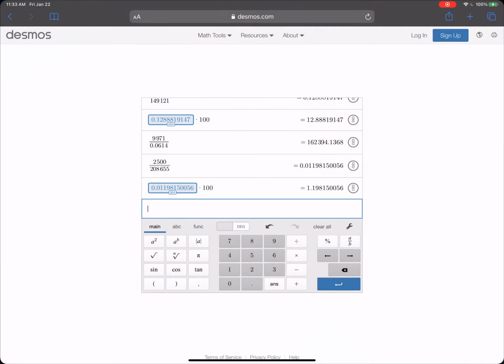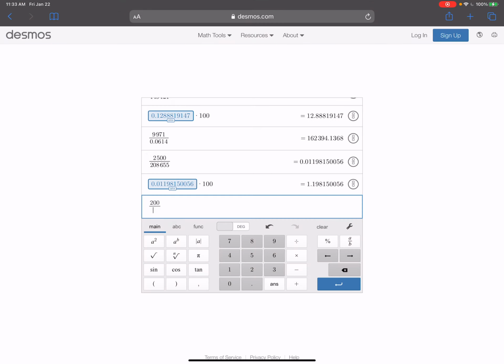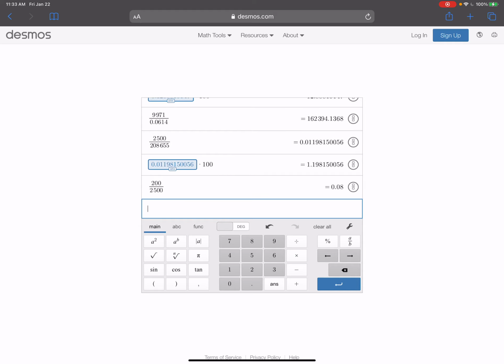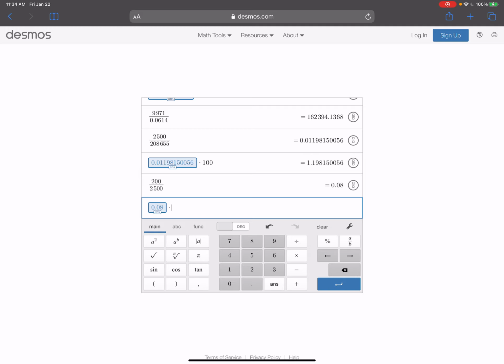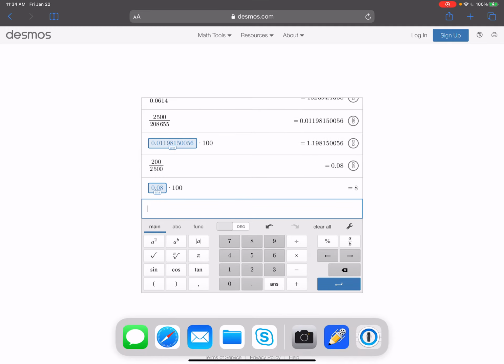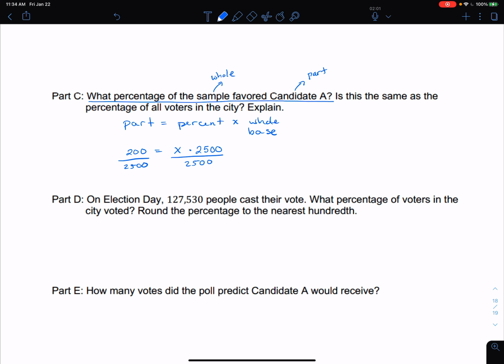If I do that, we have 200 divided by 2,500. That gives us 0.08. Remember, that's our answer in decimal form, so I'll multiply my answer by 100 to get my answer in percent form, which would be 8%. So when we just did the division, we got 0.08 equals X. That 0.08 times 100 told us we had 8%.